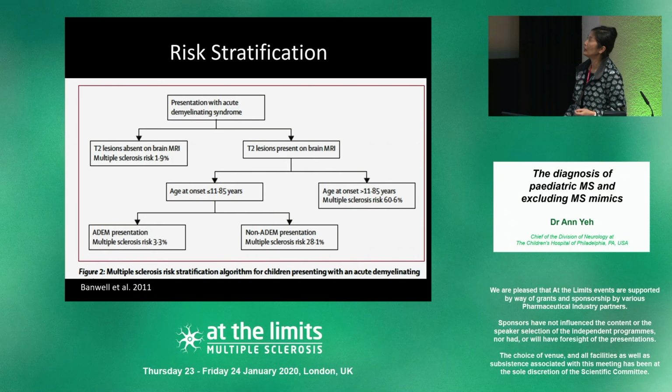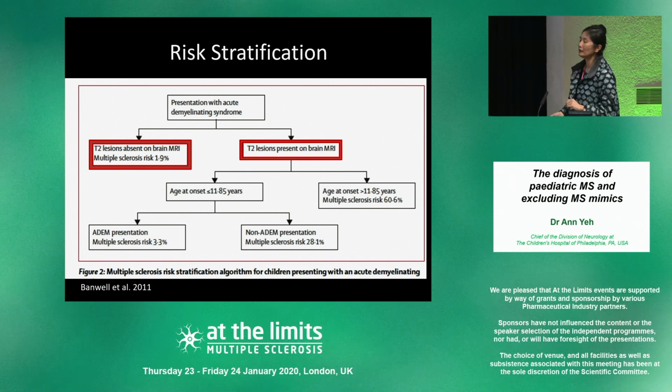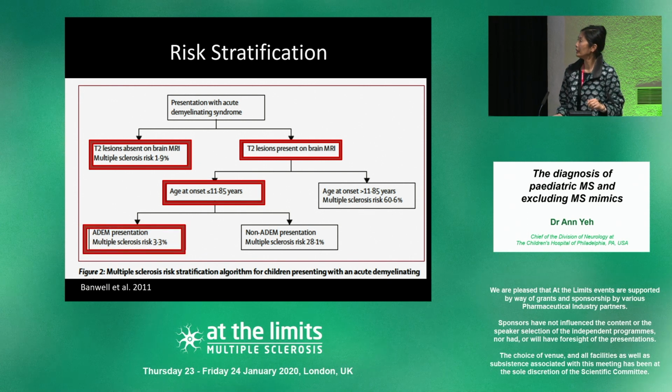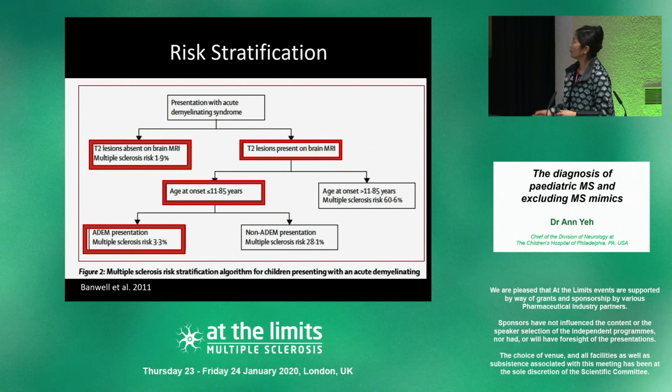Okay, so how are we going to stratify? This is an older paper, but it brings out something that I feel is very clinically useful, and that's the fact that if you are a child and you present with no T2 lesions on the MRI, that's kind of a double negative. If you don't have T2 lesions on the MRI, then your risk of MS is actually very low. Okay? If you have brain lesions, your risk is higher. And if you are less than 12 and have a disseminated inflammatory encephalopathic presentation, your risk is also very low. These are all good things. And that's how you can, when you walk into the room, say to families, I think your risk is very low, but look at this.